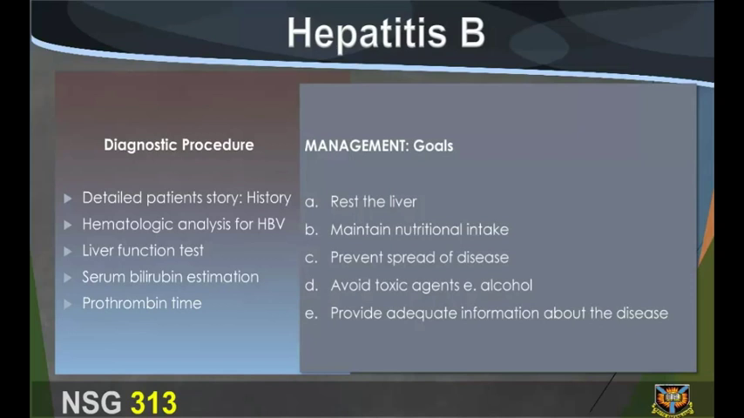Hepatitis B. Diagnostic procedure: detailed patient history, hematologic analysis for HBV, liver function test, serum bilirubin estimation, prothrombin time. Management goals: A. Rest the liver. B. Maintain nutritional intake. C. Provide adequate information about the disease.